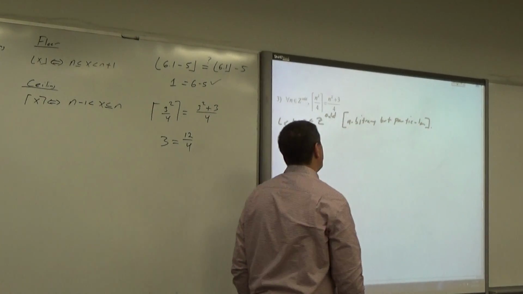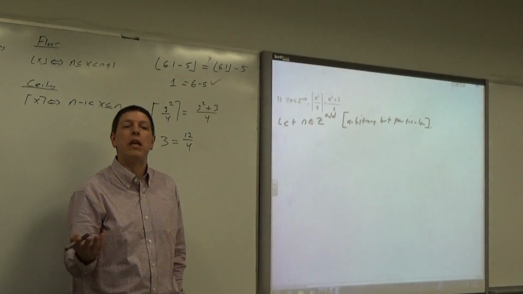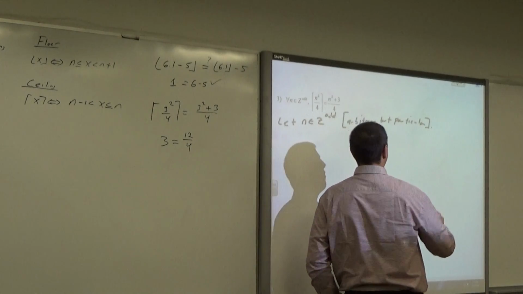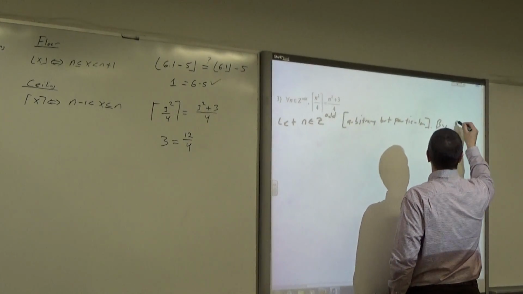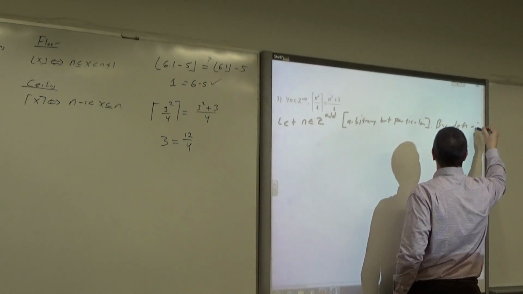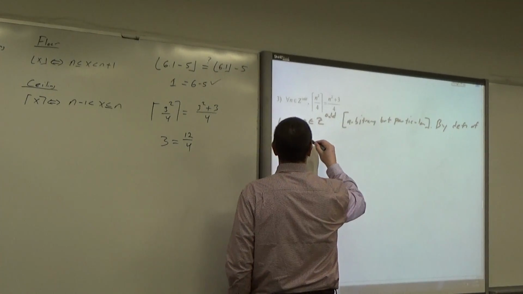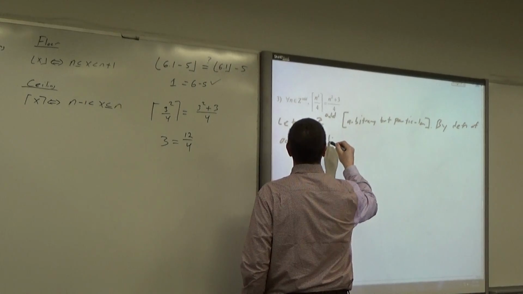And you know the definition of odd. That's going to be equal to 2k plus 1. Might as well use it. So by definition of odd, n is equal to 2k plus 1.